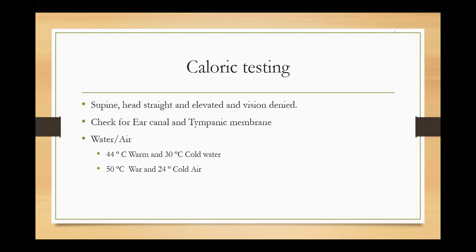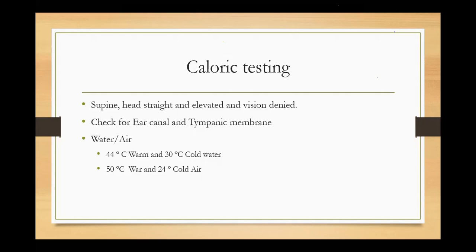If the cupula is deflected towards the utricle, it's an excitatory stimulation. If it's away from the utricle, it is an inhibitory response. So depending on which side the endolymph is moving, the cupula will move accordingly, right? So we are going to stimulate the horizontal semicircular canal with warm and cold temperatures, and it is going to create a movement of endolymph, and then it's either excitatory or inhibitory.